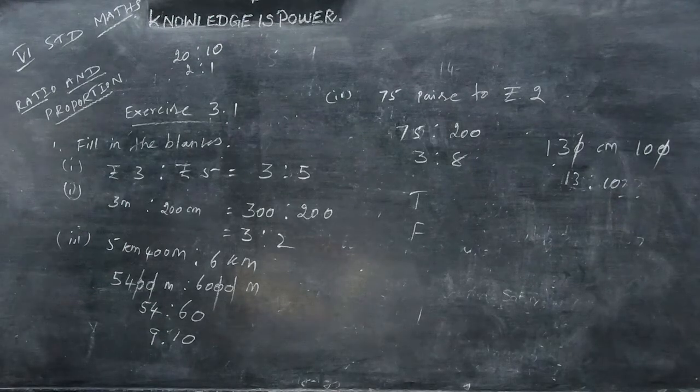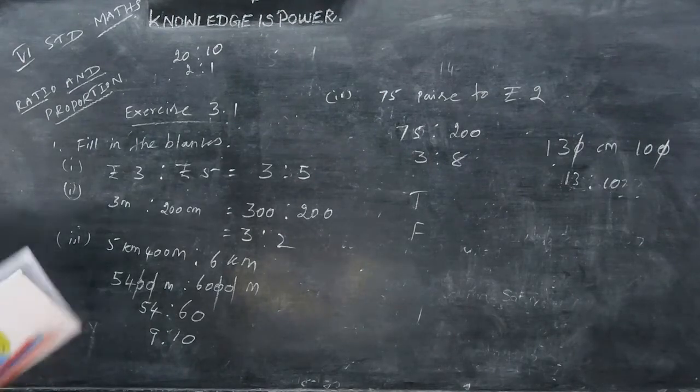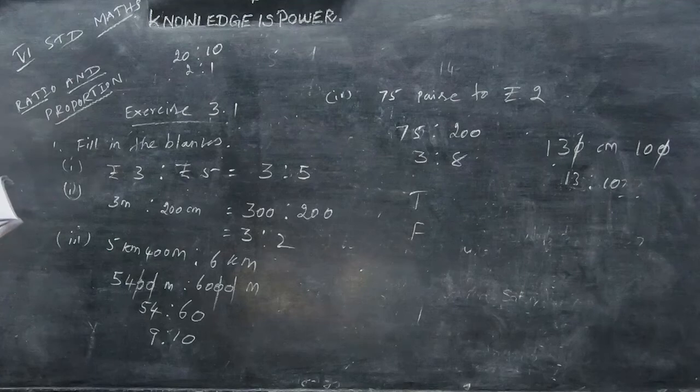5 kilometer, 1 kilometer equal to 1000 meter. So 5 kilometer 400 meter, that will be 5400. And 6 kilometer is 6000. 0 cancel, 0 cancel. So 9 is to 10, that will be possible. The question was the ratio of 5 kilometer 400 meter to 6 kilometer.